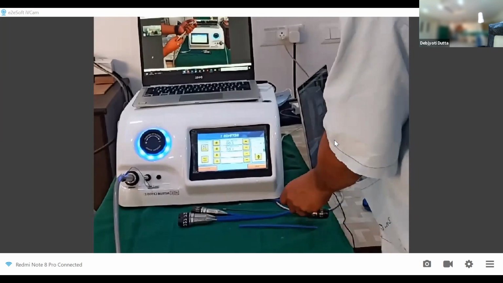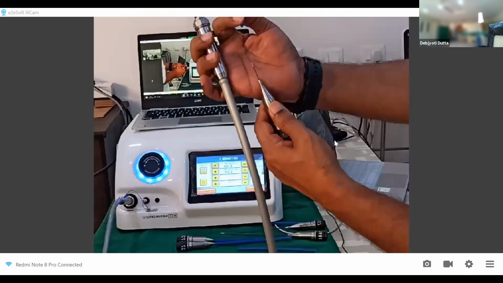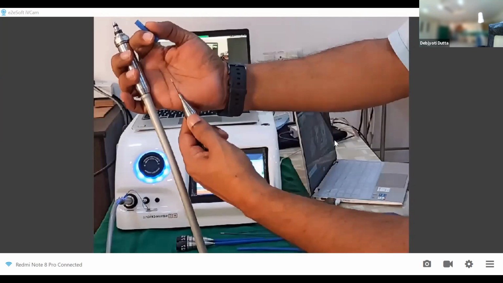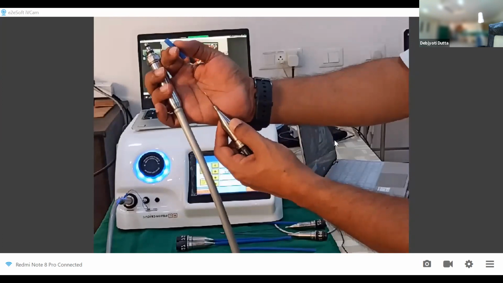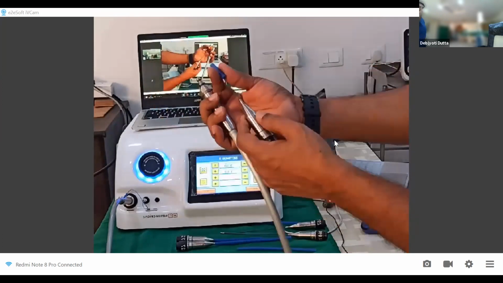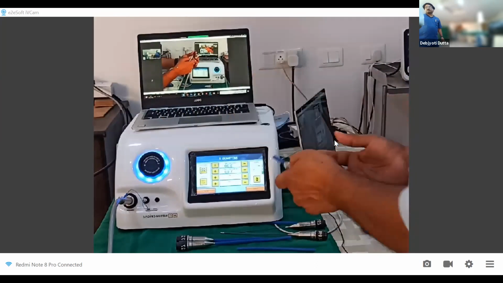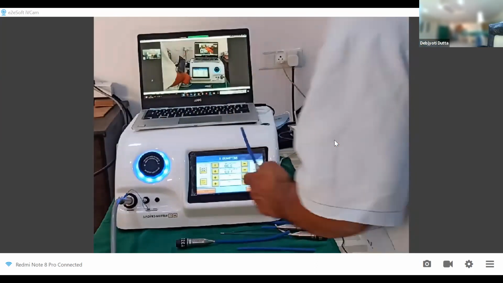You can see this is a very small 22 gauge needle, and it will be producing a very small size lesion. So the length will be around 3 to 4 millimeters, and the width will be only 2 millimeters. That means with this kind of needle, we can have a very small kind of lesion.